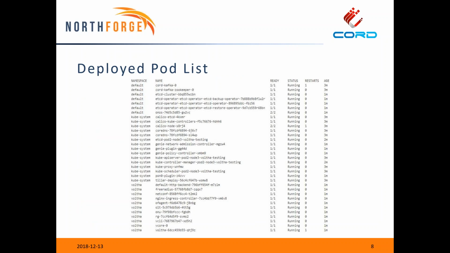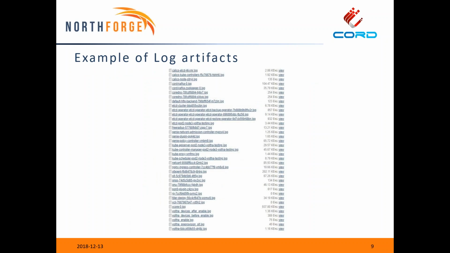So that's a view of all the pods that get launched, deployed before the test begins. That's an example of all the log artifacts that are collected. The majority of them are for the pod logs, and then there's test logs as well. I guess they're preceded with VOLTHA at the bottom, so that's mostly what we run, but that's associated with the first test case.